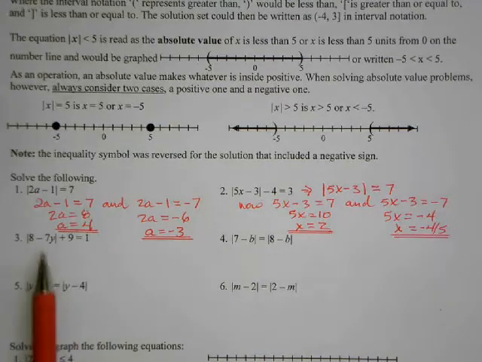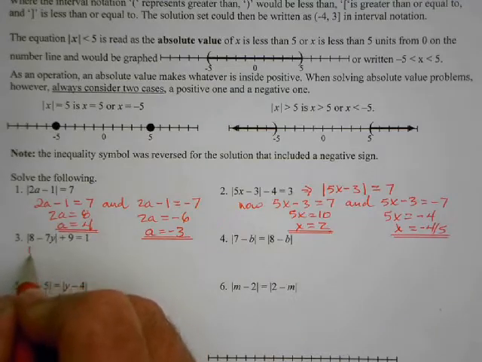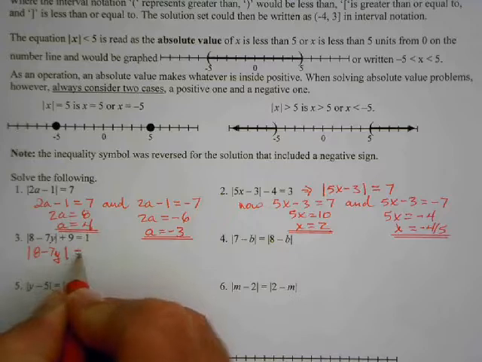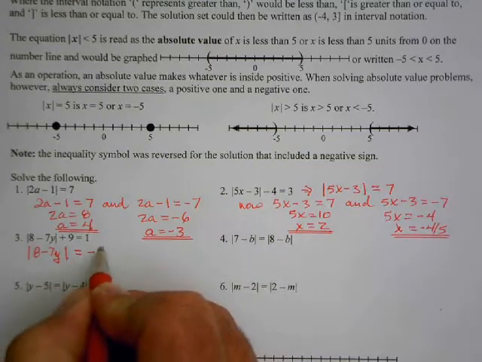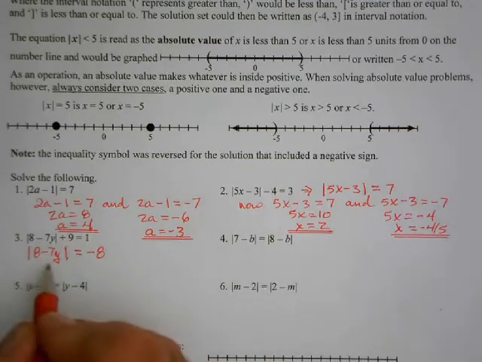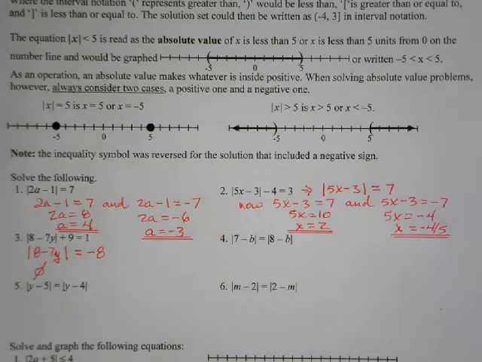All right, number 3, we're going to do the same thing we did in number 2. We're going to move that 9 over. So we subtract the 9 from both sides. And I don't have to do anything else. This is a no solution.